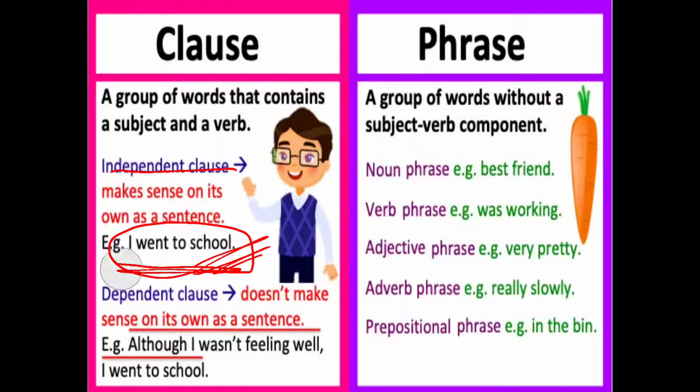Now we have to learn about the second kind of clause, the dependent clause. Here it is written: dependent clause. A dependent clause does not make sense on its own, because it is just the opposite of independent. An independent clause has its complete meaning, but a dependent clause does not make sense on its own. It requires some help to get its meaning.